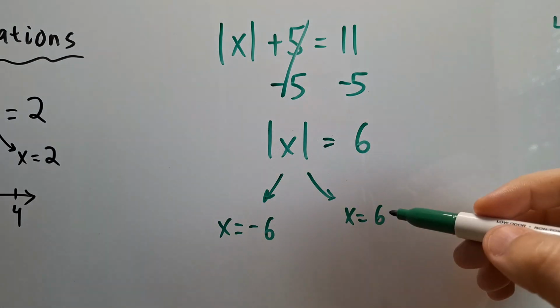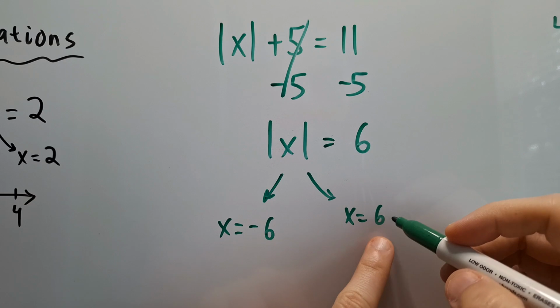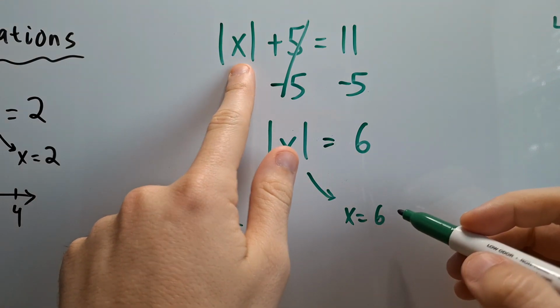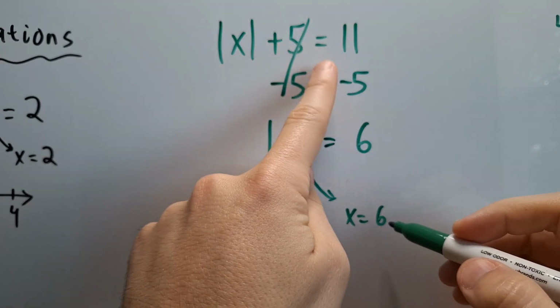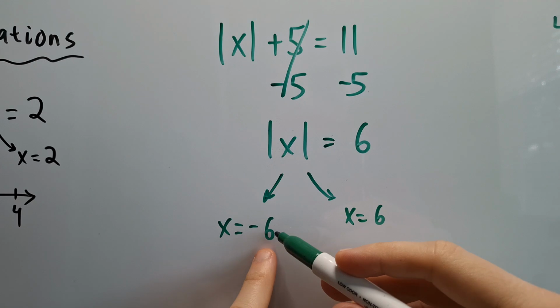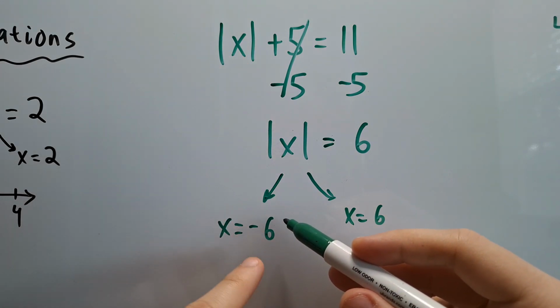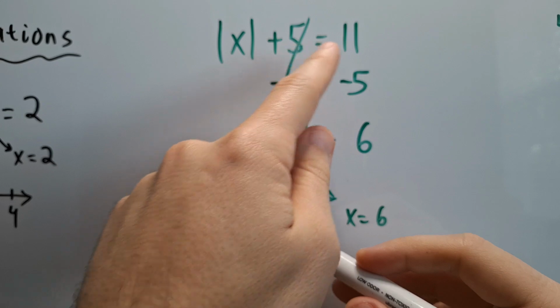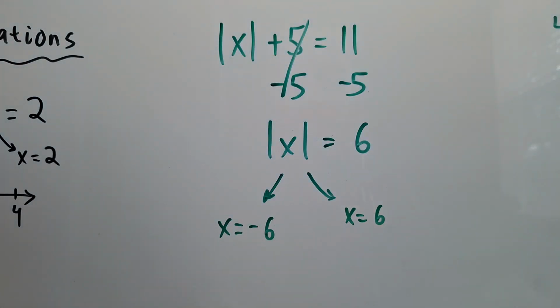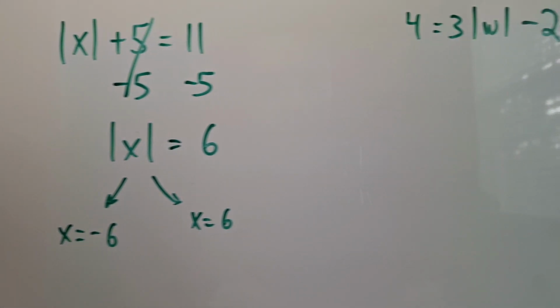And if we go back in and check our answer, we can verify that the absolute value of 6, which is 6, plus 5 equals 11. The absolute value of negative 6 is also positive 6. Adding 5 to that will give me 11. Let's look at one more.